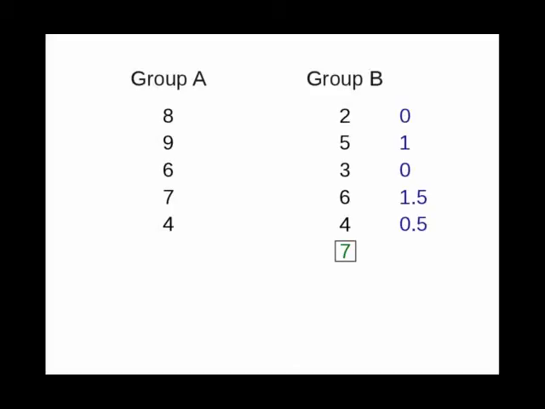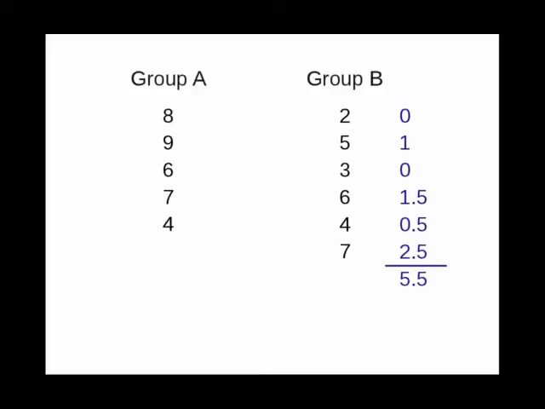Finally, look at Group B's score of 7. How many points does it earn for Group B? Stop the video now and see if you can figure it out. It scores 2.5 points for Group B because it ties the 7 in Group A and it beats the 6 and the 4.